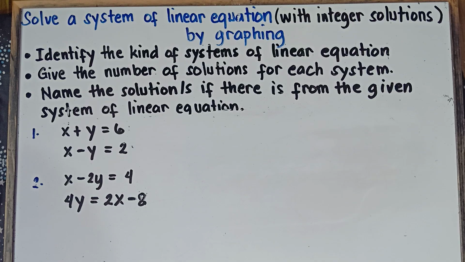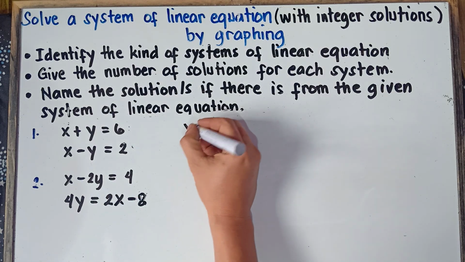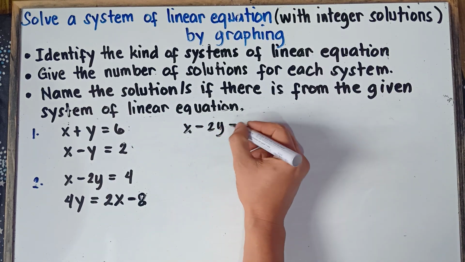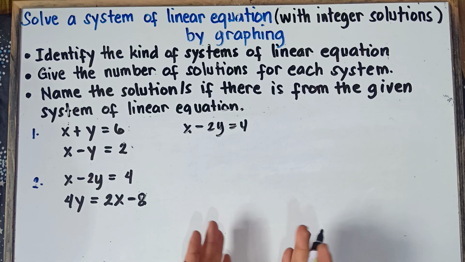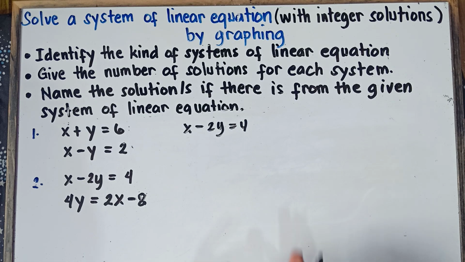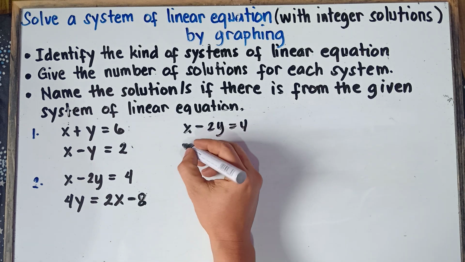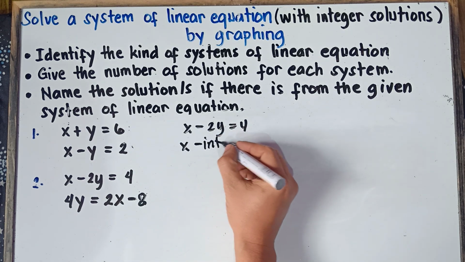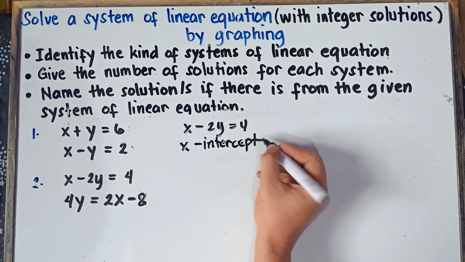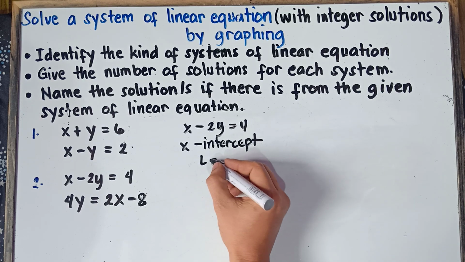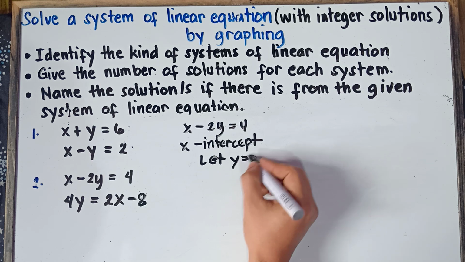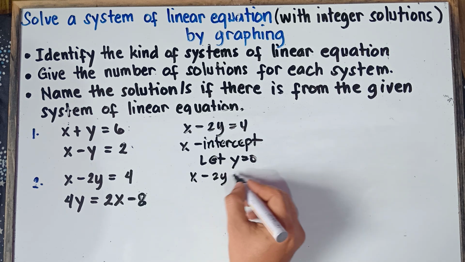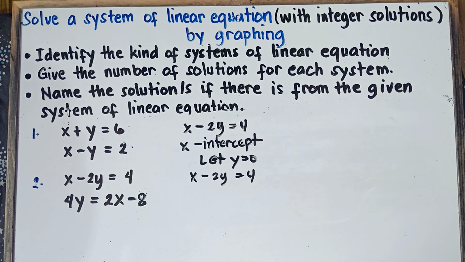So our given first equation, we have x minus 2y equals 4. Once again, class, we simply use the x and y intercept. For me, it's better to use the x and y intercept. Alright, so find the x-intercept. For the x-intercept, let y equal to 0.